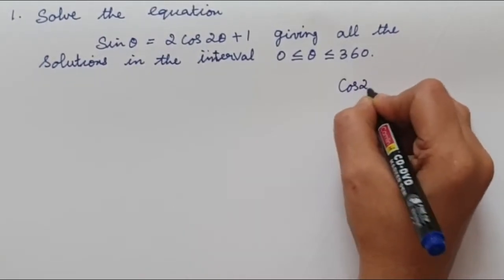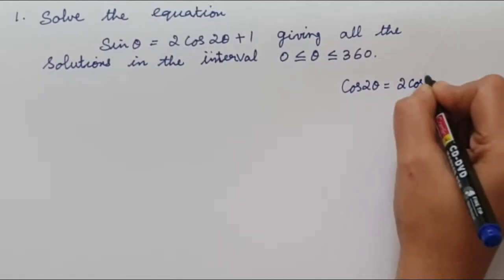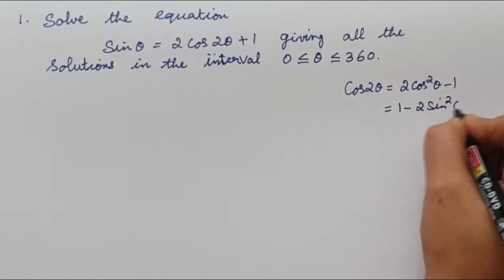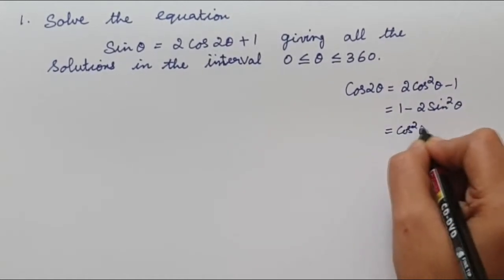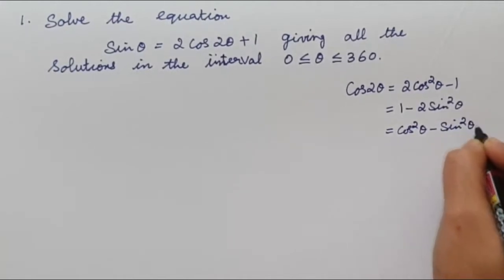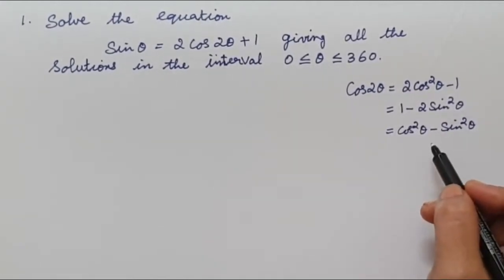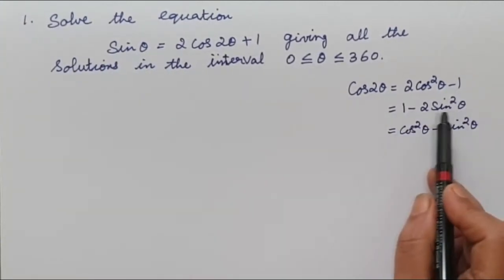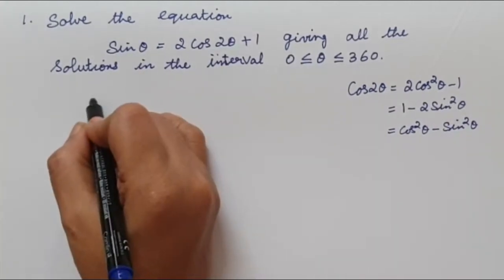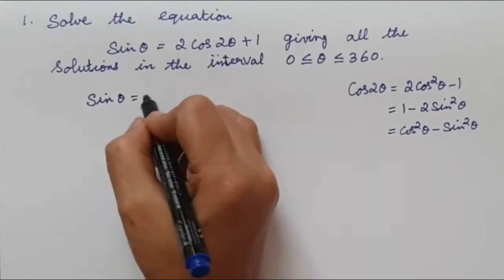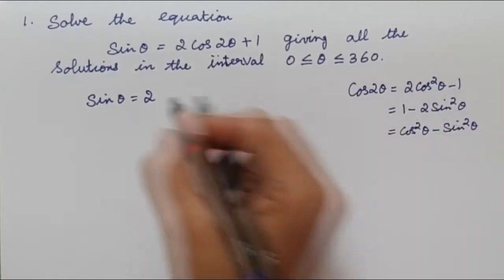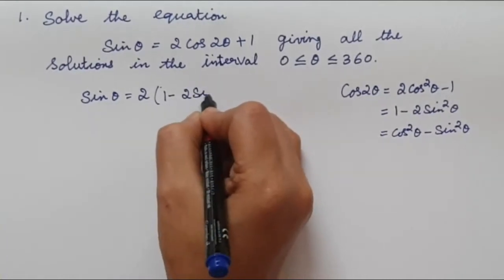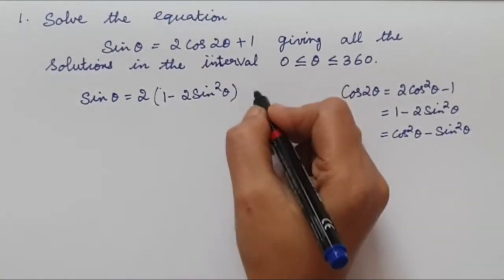We know cos 2 theta will be equal to cos squared theta minus 1, 1 minus 2 sin squared theta, and cos squared theta minus sin squared theta. So we have three formulas for cos 2 theta. In this there is a sine, so we'll use the formula which is with the sine alone. So sin theta will be equal to 2 times cos 2 theta, which is 1 minus 2 sin squared theta. So we'll write that as 1 minus 2 sin squared theta, and then plus 1.